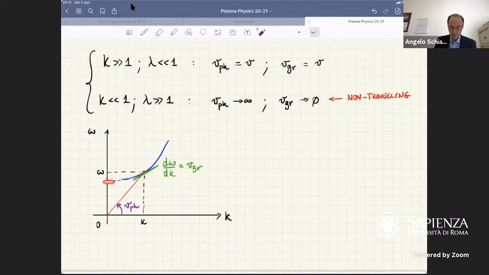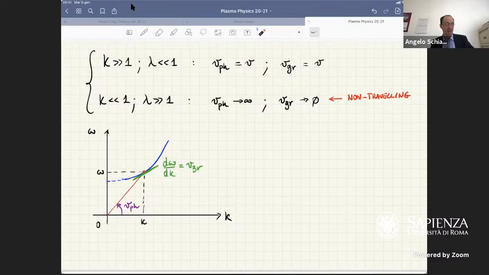So for k equals zero, for wavelength going to infinity, these solutions are almost stationary solutions. So they are oscillations, they are not traveling inside the plasma or inside the medium. Okay.